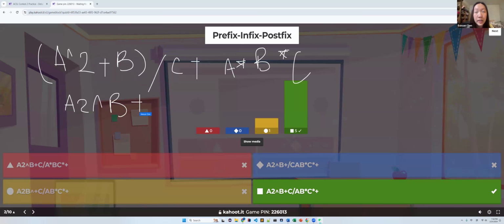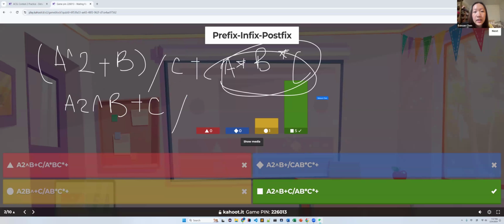And now we're dividing by c, so this is the new operand, and we have another operand and an operator between them, so we move the operator behind them. So then we have a 2 caret b plus, and then c slash. And next we're adding this one. We can't use this one immediately. First, we have to evaluate what this is in postfix, and then we'll put it right here and put plus at the end, because again we'll have two operands with an operator in the middle.